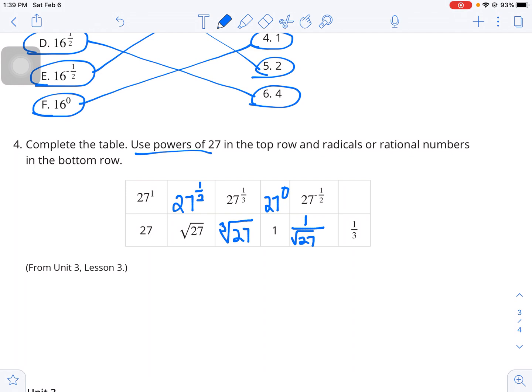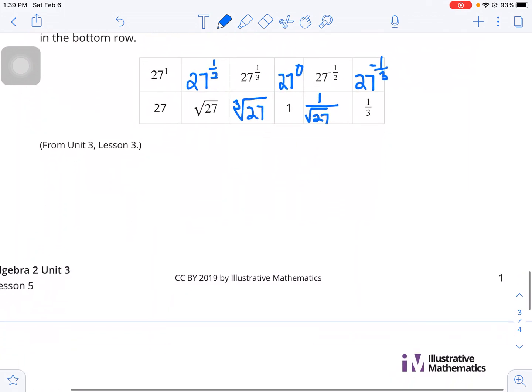And then the last one, to get 1/3, we must have taken 3 is the cubed root of 27. So we must have taken the third root, and then it would be the negative 1/3 exponent because the 3 is in the denominator.